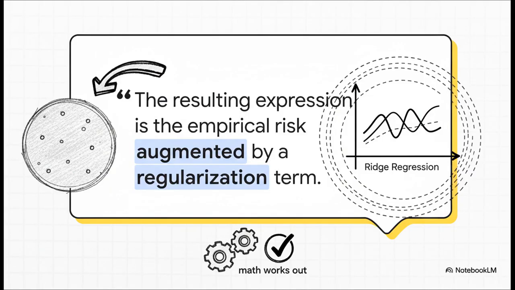So check this out. The paper shows that if you take the VRM principle and apply it to a simple linear model, and you define your vicinity as a simple spherical cloud, a Gaussian kernel, the math just works out.